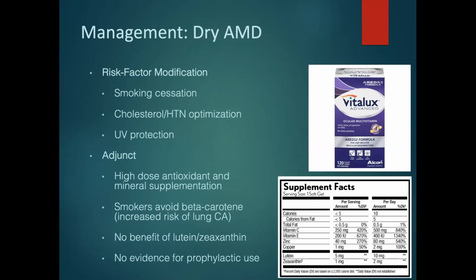And so there's really no good evidence to show that taking these vitamins will prevent the onset of macular degeneration. Patients often ask about carotenoids like lutein and zeaxanthin, and a subsequent large randomized controlled trial showed that actually there was no benefit. One thing to know is that if you have a patient who is a smoker, there is a formulation that does not have beta carotene, because beta carotene was shown to increase the risk of developing lung cancer in smokers.